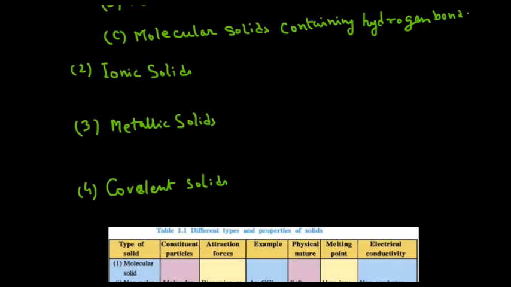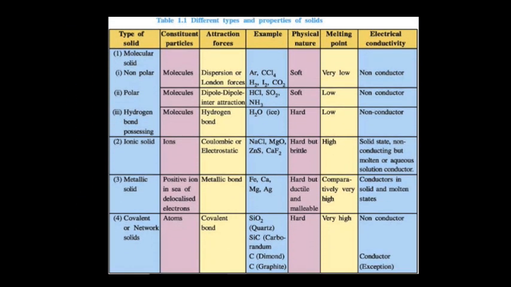Now we'll go through a table which tells clearly about the differences of these solids. First column is type of solid, second column is constituent particle, third is attraction forces, fourth is example, fifth column is physical nature, sixth column is melting point, seventh column is electrical conductivity.